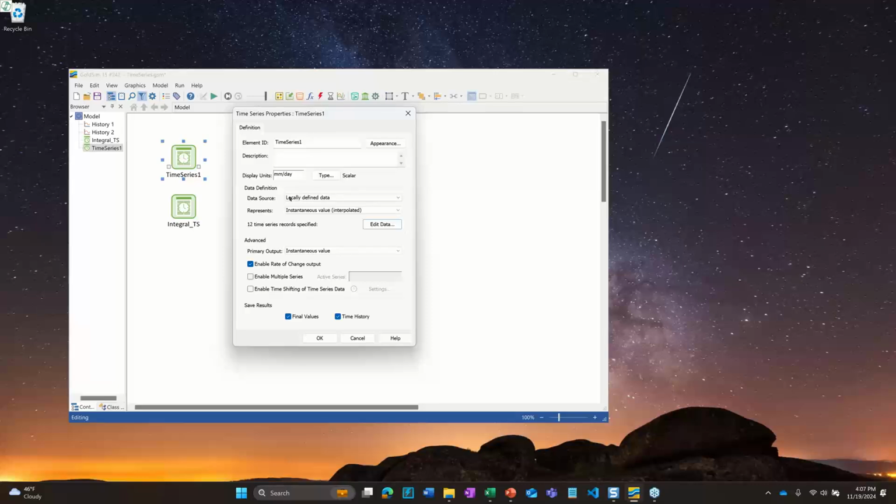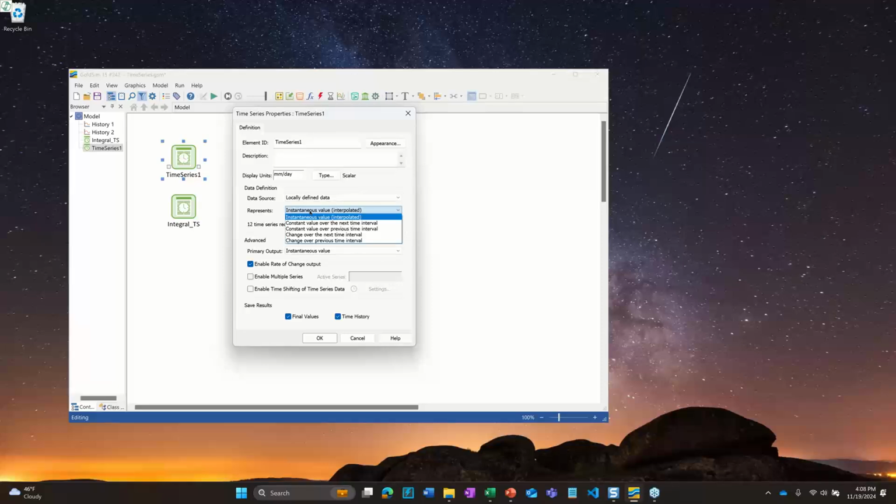The next thing is the data source. I won't be working with any of this today, but just know that you can get your data from various locations. Okay, the next one is represent. So this is what I want to talk about here. When you click on this, you'll see all these different options, and it really just depends on what you're trying to represent. What is the data representing?